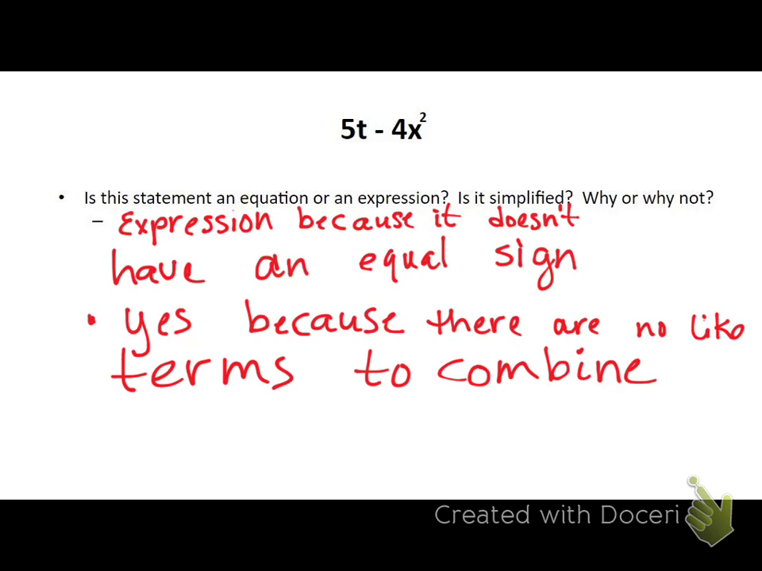And we already answered why or why not. So, yes, it is simplified. Why or why not? It's simplified because there are no other like terms to combine. Now, your practice problems on your notes here are going to be similar to what your homework assignment is going to look like, okay?